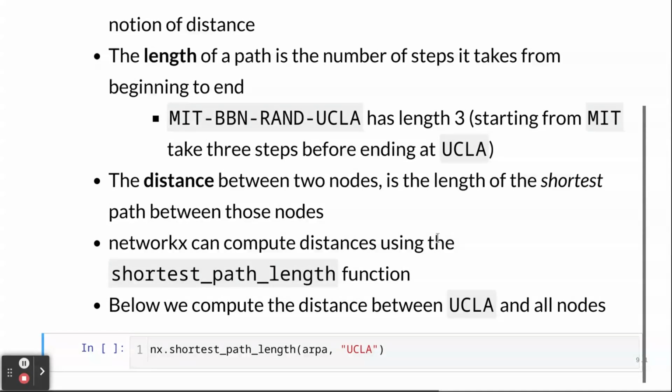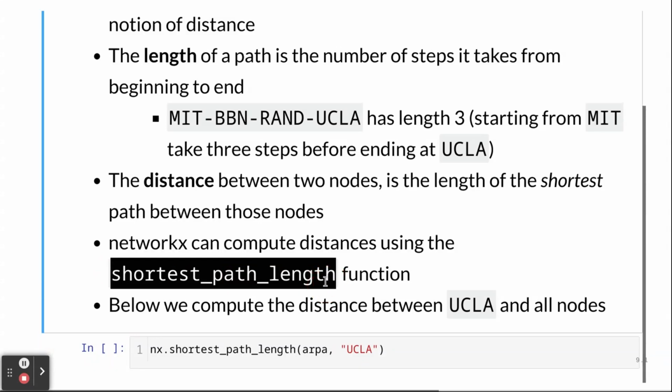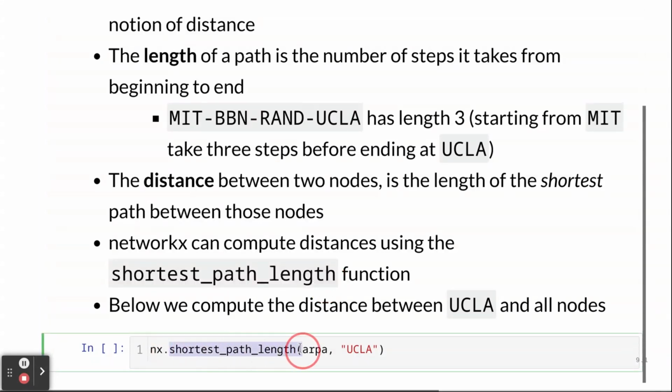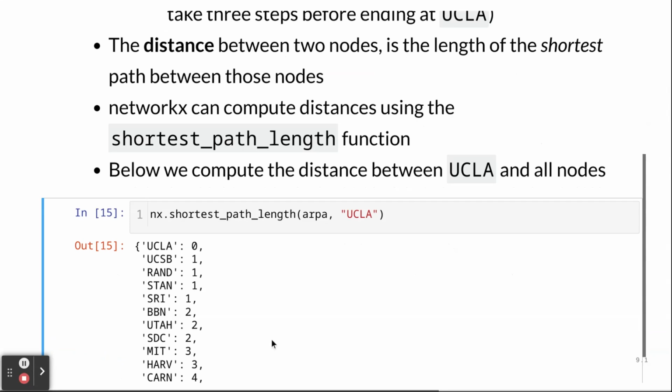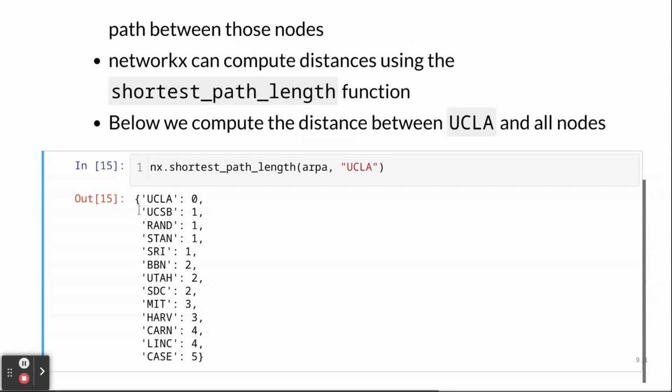NetworkX can compute distances for all the nodes in our graph using the shortest path length function. As an example, we will ask NetworkX to study our ARPA network and compute the distance between UCLA and every other node in the graph. And here it returns to us a dictionary containing all of the node names in the graph and then the distance between UCLA and that node. We'll see here that UCLA is at distance 0 from itself. We don't have to traverse any edges to arrive at UCLA when we start from UCLA.